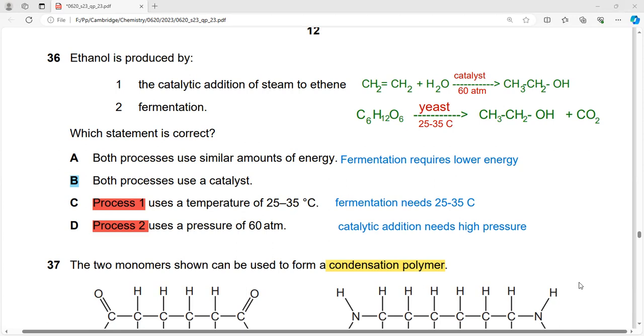Why? Because process 1 used the temperature 25 to 35 degrees Celsius. So it's used in process 2, not in process 1. In the same way, process 2 used the pressure of 60 atmospheric pressure. So it's used in process 1, not in process 2. So that's why B is our correct option here.